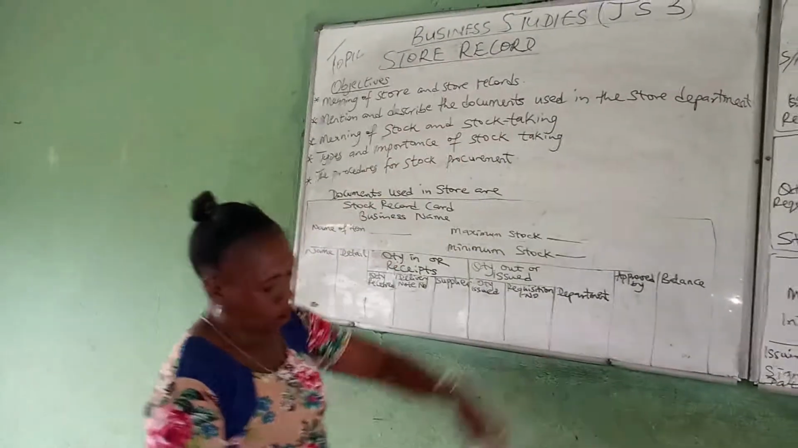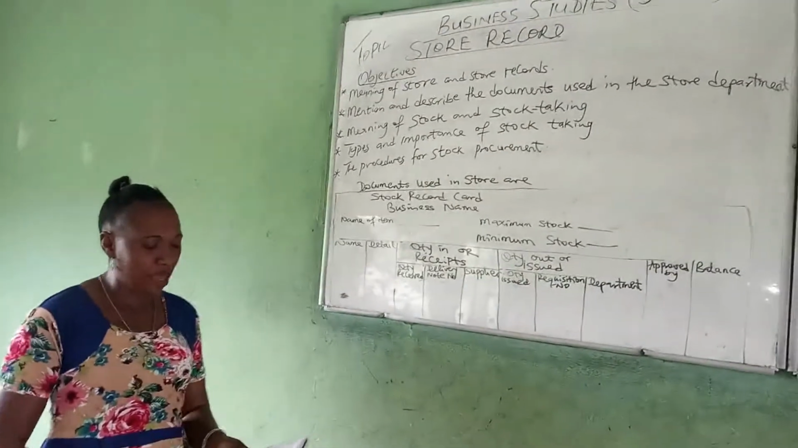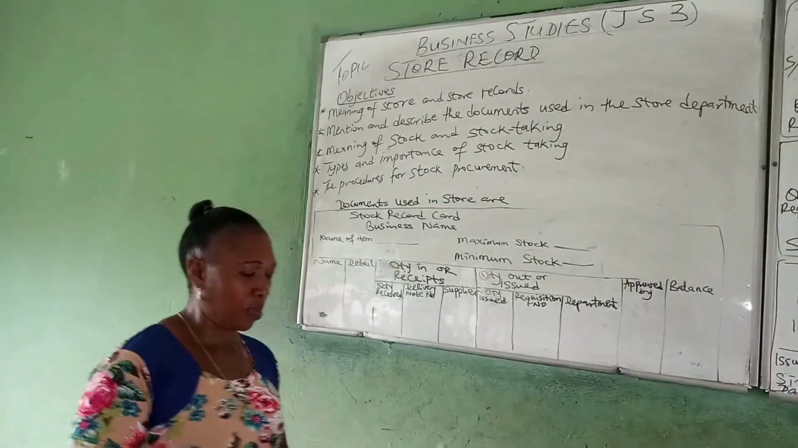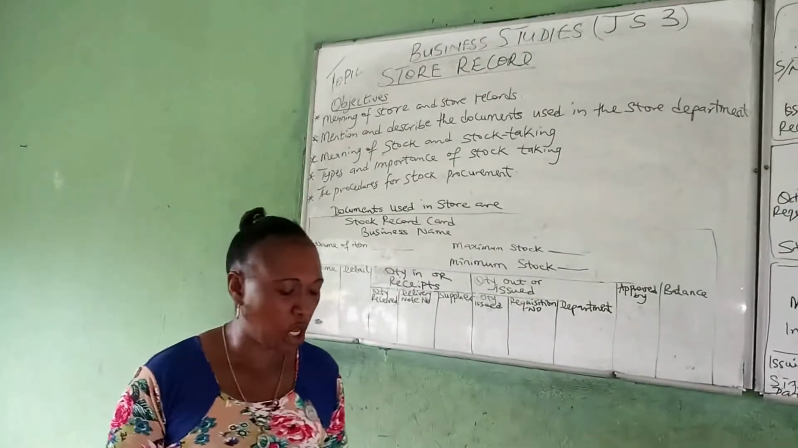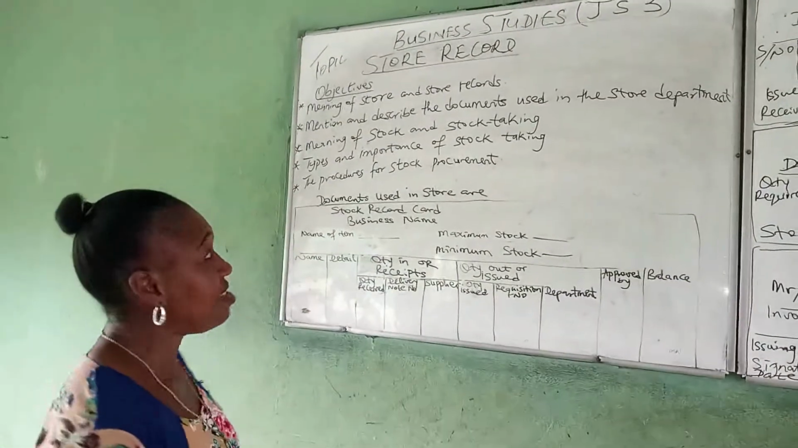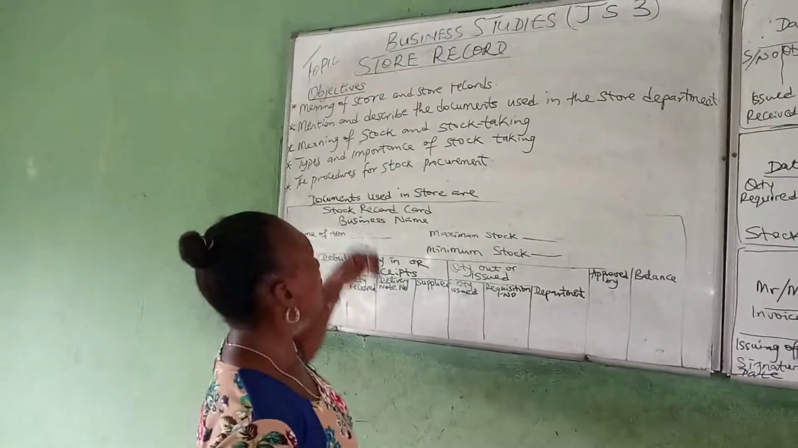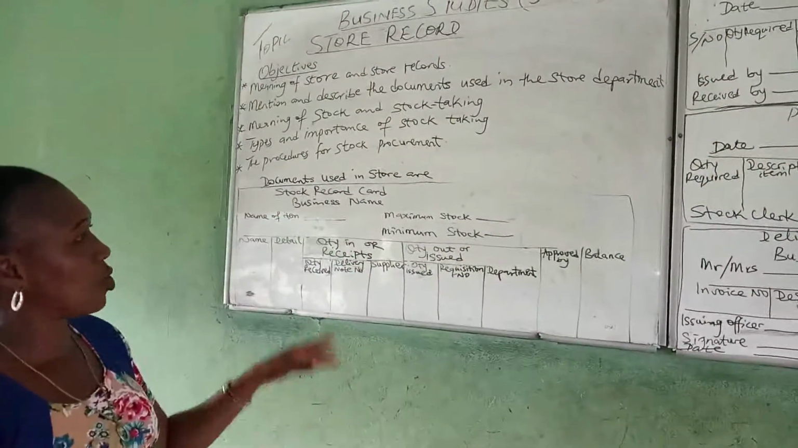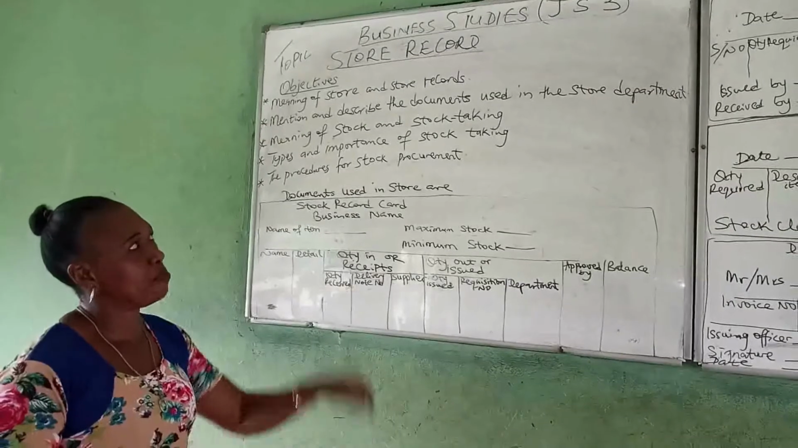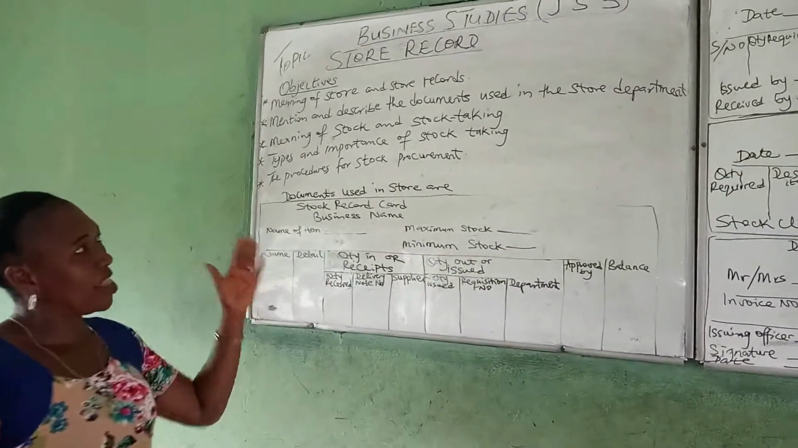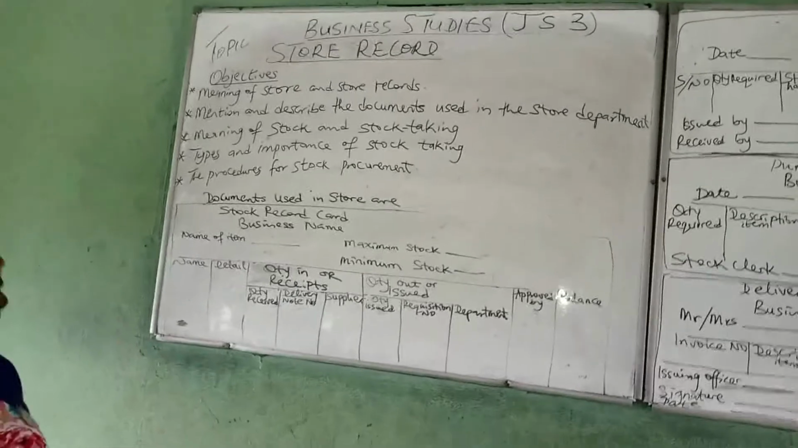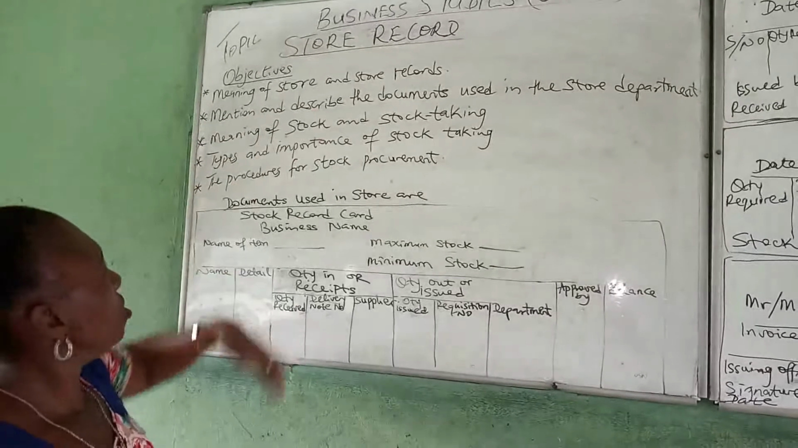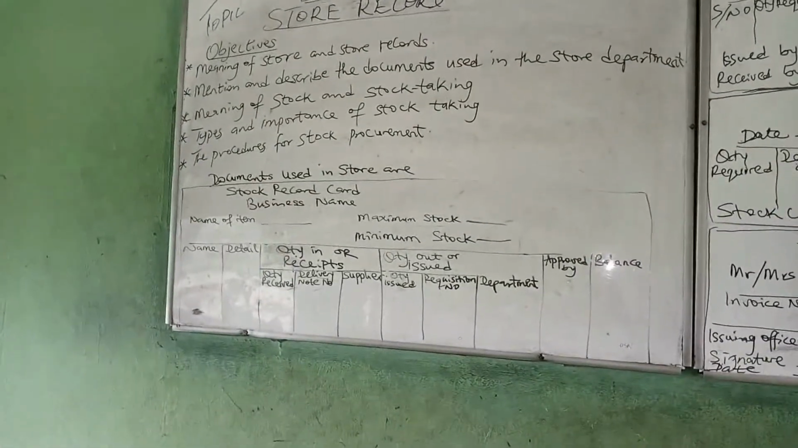Then, store records are those documents used by an organization to record its stock data so as to determine the position of its stock at any point in time. They have a document which is called store record card, where they record all the goods in their stock, so that when they remove, they know the ones they have removed and the ones that are still remaining. So having said this, we have to look at the documents used in the store.